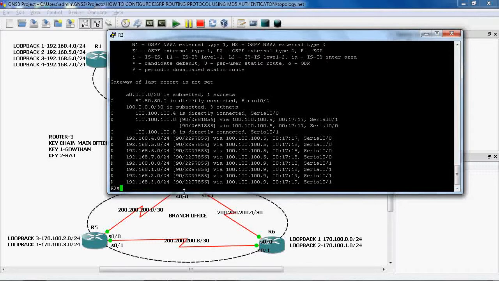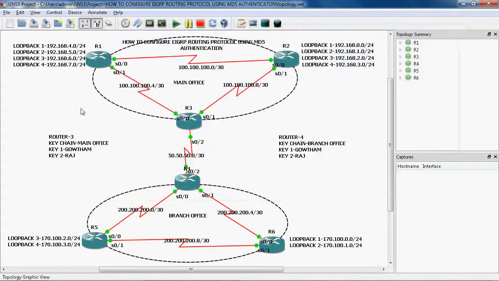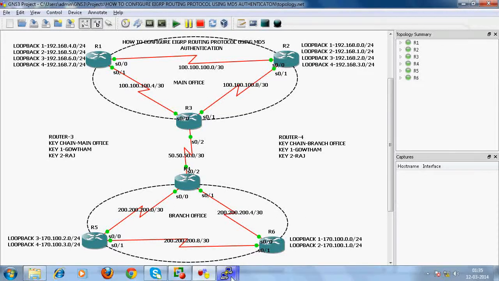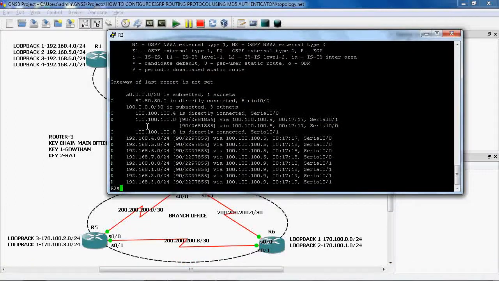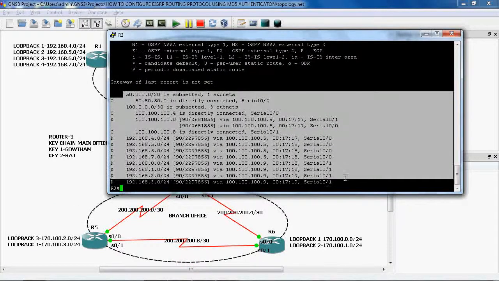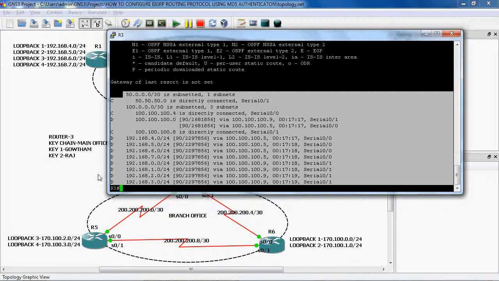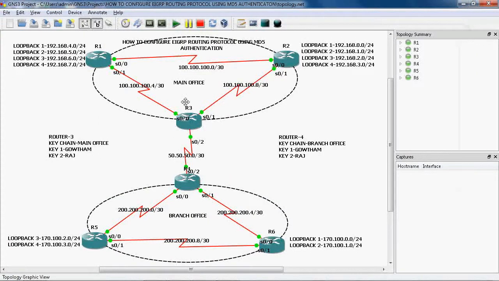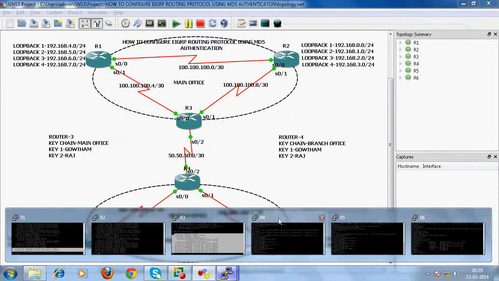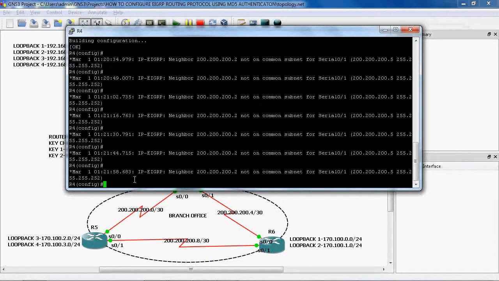Yeah, here we can see we do not get any networks from the R4 branch office router. Here we can see only the main office router's routes, because here we have configured MD5 authentication. So here also we can configure MD5 authentication and we can use this same key, then only it forms the neighbor relationship. Okay, we can go to the R4 router.